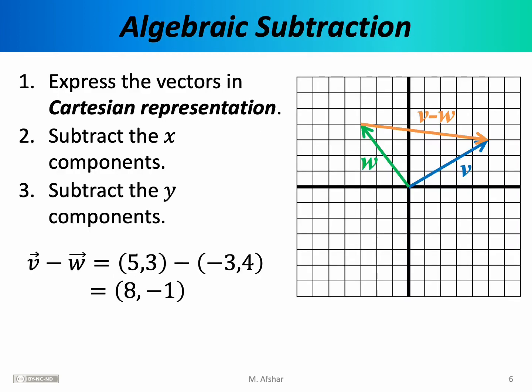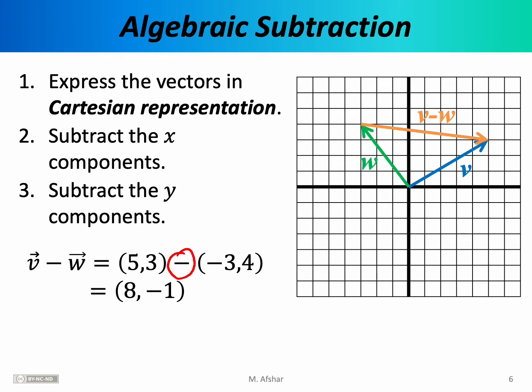Next, let's turn to the algebraic subtraction of two vectors. The procedure is actually very much the same. We express the vectors in their Cartesian representation. We subtract the x components, we subtract the y components, and the result is going to be the difference of the two vectors. So once again, vector v has Cartesian representation 5, 3. Vector w has Cartesian representation -3, 4. This is exactly like the previous slide. But now we want to take the difference of these vectors.